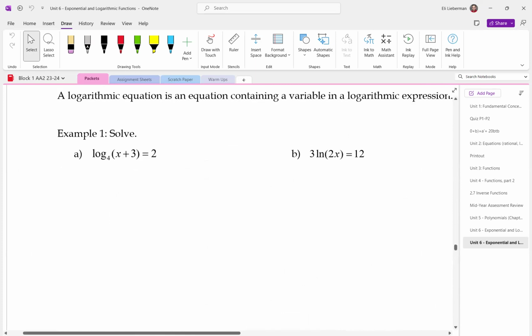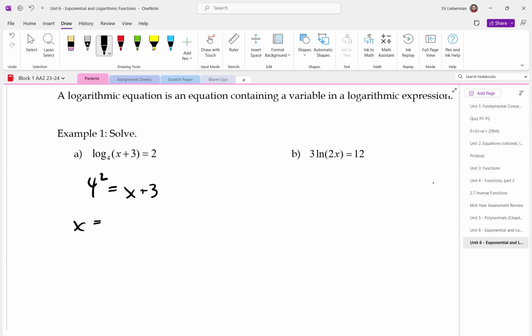Two x times two x, 4x. Can you please show me what you got for this one, and then for A? Okay, so 13, is that right? Hopefully you rewrote it in exponential form, x plus 4 squared equals x plus 3. So now it's just 16 minus 3, right? That's where you get 13.